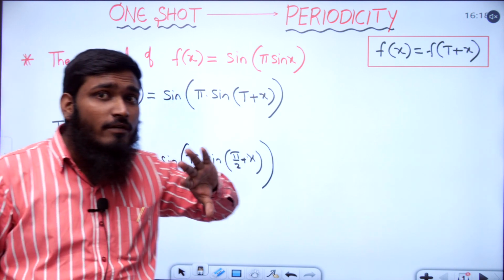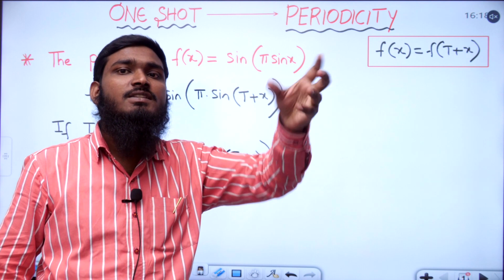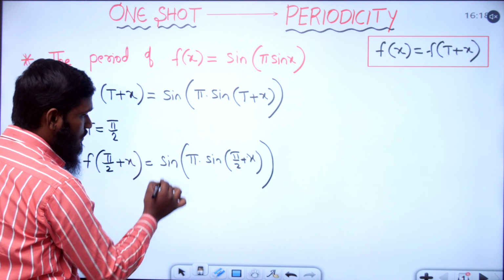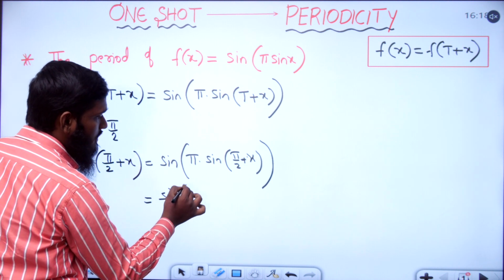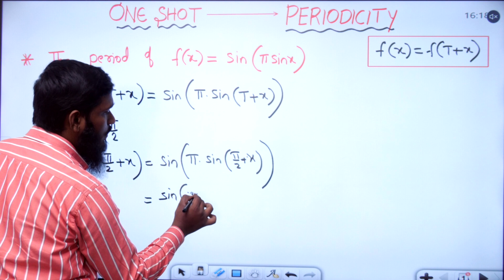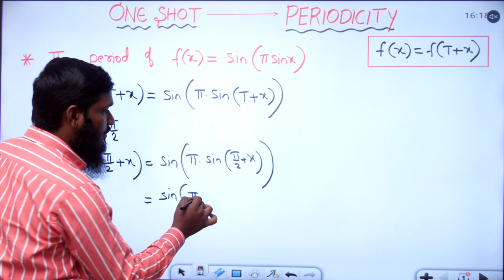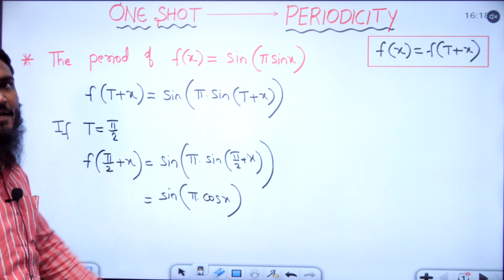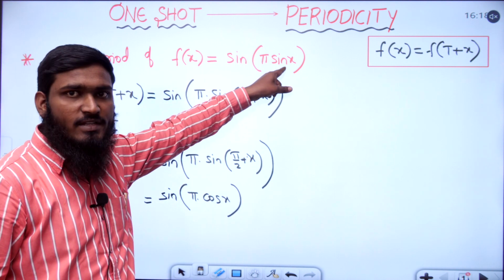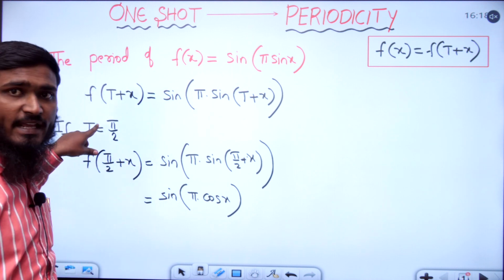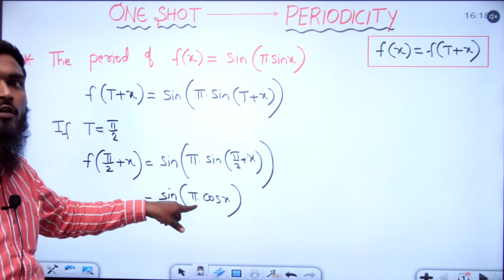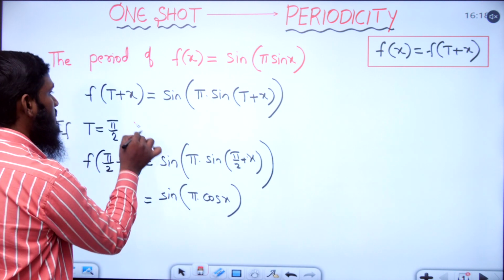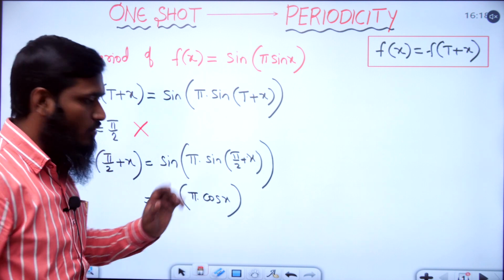But for 90 we have to change the function: sine gets converted into cos. The outer sine stays as it is, and the pi is positive, so we get cos x. So f of x is sine of pi into sine x, but with t equal to pi by 2 we get sine of pi into cos x. So this condition is not satisfied.